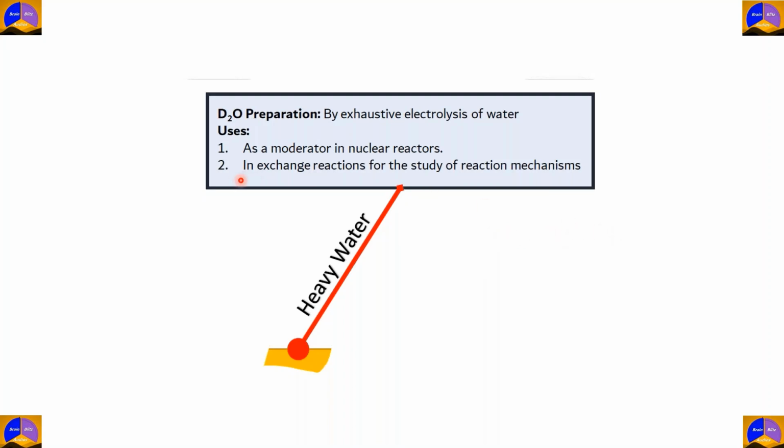The second use of deuterium is in exchange reactions for the study of reaction mechanisms. Suppose we need to look at the reaction mechanism for the formation of water. Instead of using normal water, we use a mixture of normal water and heavy water for the experiment. By this, we will understand the pathways that hydrogen follows.